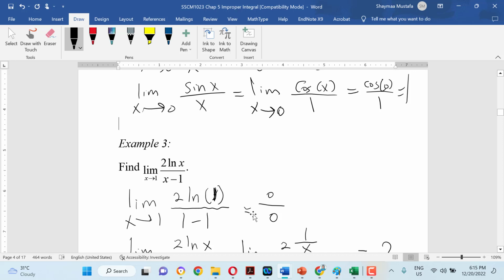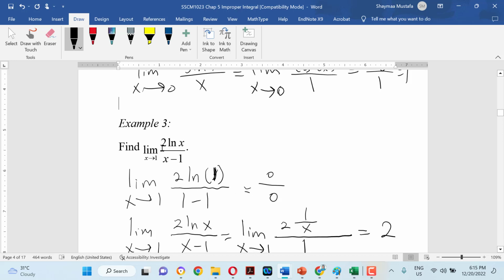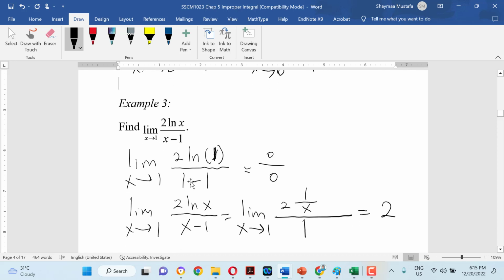1 minus 1 also equals 0, so 0 over 0, which is undefined. I have to go for L'Hopital's rule, which means I will differentiate 2 ln x and x minus 1. The derivative of 2 ln x is 2 times the derivative of ln x.